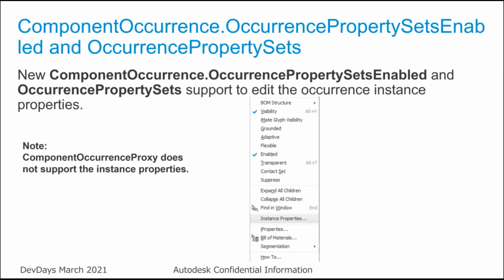This is also very interesting, because developers used to go back to the document in order to get the iProperties of the occurrence. So now we have enabled one property and another a method object, where one is to enable the property sets, and another is to get the property objects so that you can edit the occurrence instance properties. But the occurrence property sets are not supported for component occurrence proxy.